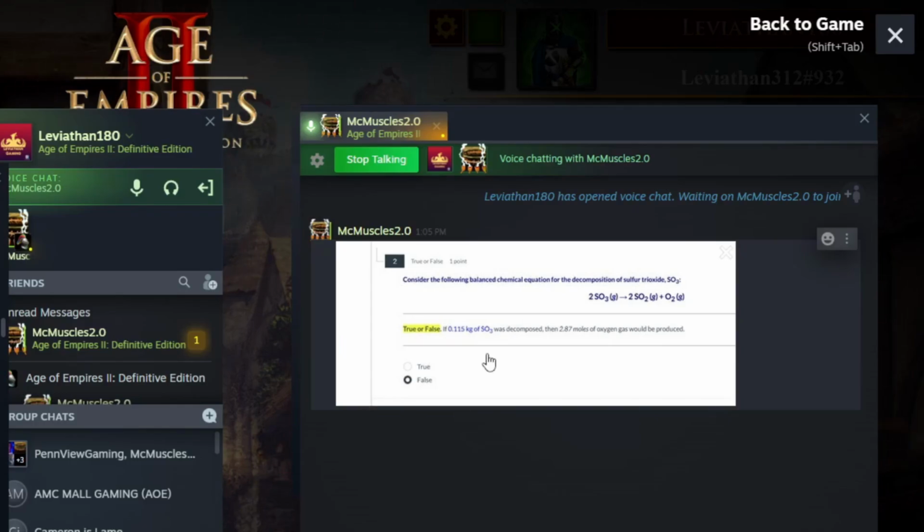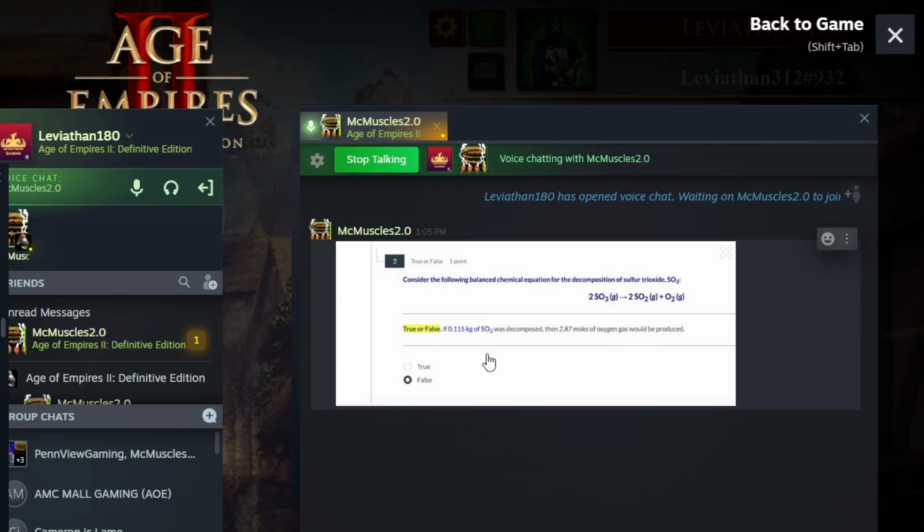Now we're out of grams. So now we need to times it by the molar ratio, which in this equation is 1/2. That gives us 0.897, which is not 2.87, which means that would be false. So you're right.